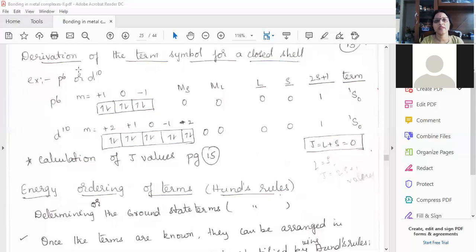Okay, suppose if the shells are, how to derive the term symbol if the shell is completely filled, or if it is a closed shell.